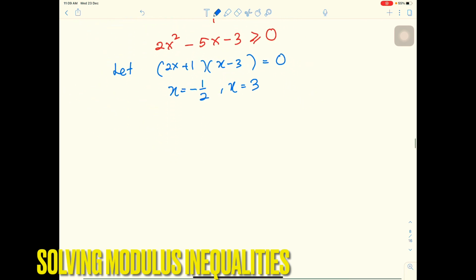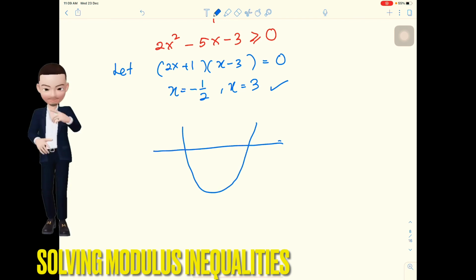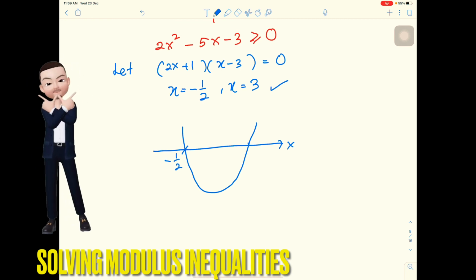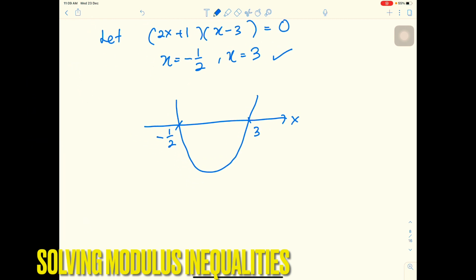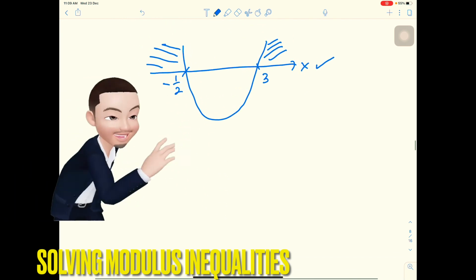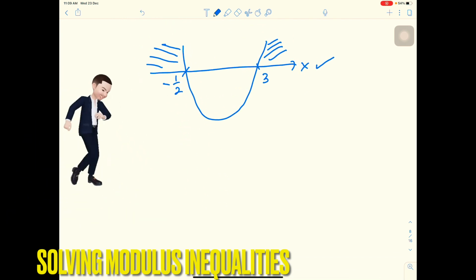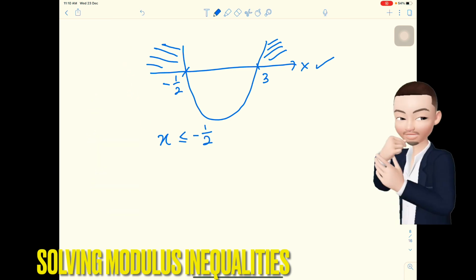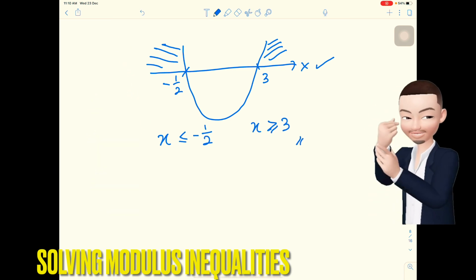This is not the final answer, so we have to sketch a quadratic graph, with the left side at x equals negative 1 over 2 and the right side at x equals 3. Because the last inequality is greater than 0, we shade above the x axis. And this is the answer for the inequality: x less than or equal to negative 1 over 2 and x greater than or equal to 3.